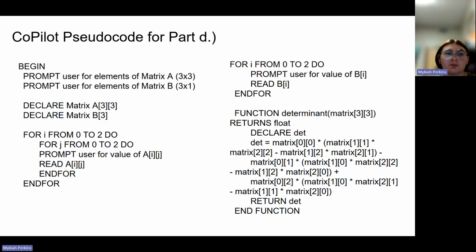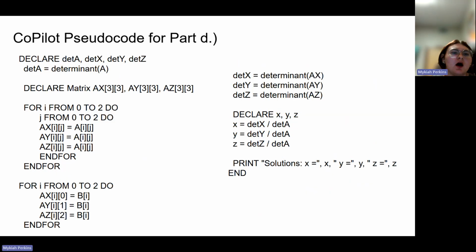The Copilot pseudocode for part D is similar. It prompts the user for matrix A and matrix B, as is mine. It then declares those matrices and then does the nested for loop with the same boundaries I had. And then for the function of determinant, it returns a float and then it declares that determinant and then it goes into that determinant calculation that I did not write out. And it simply returns that determinant just as mine does.